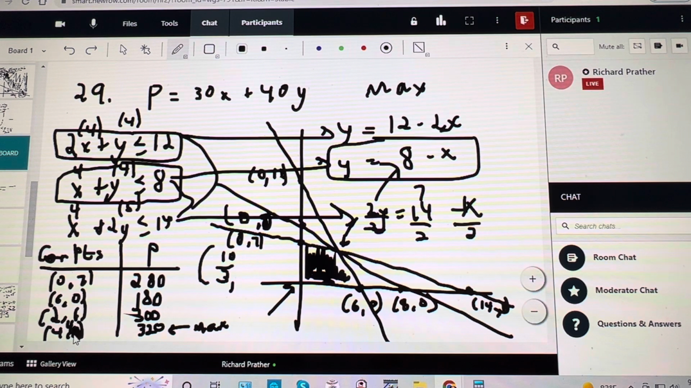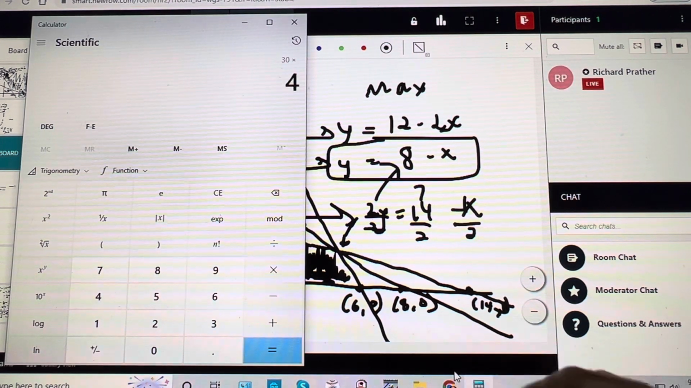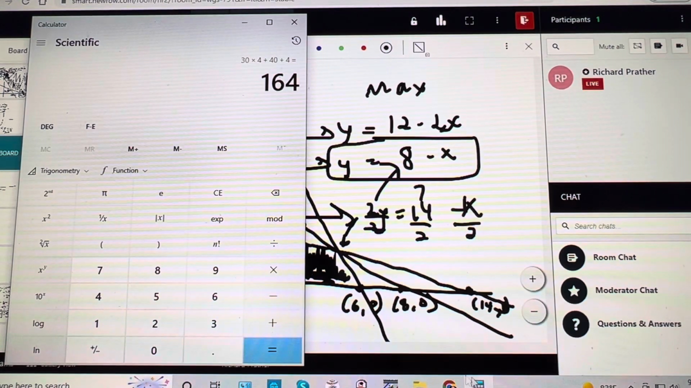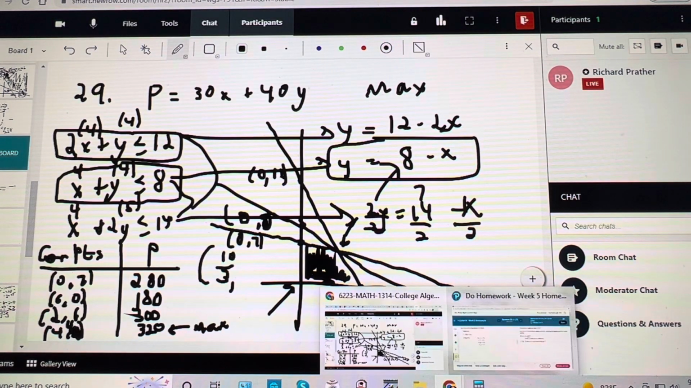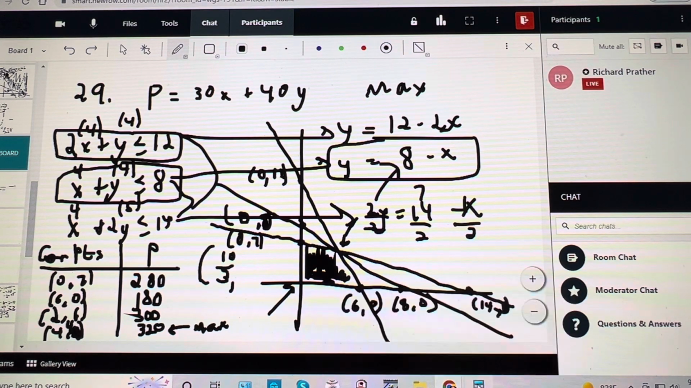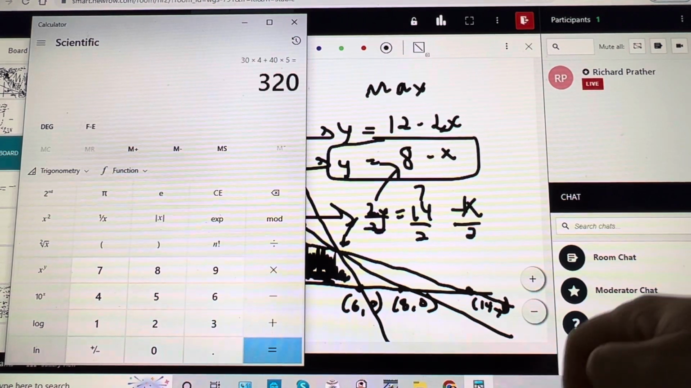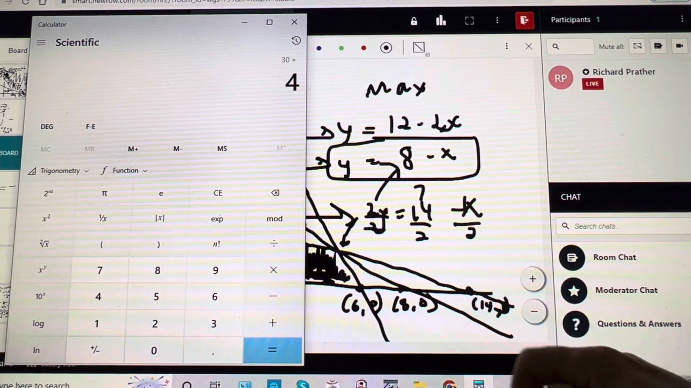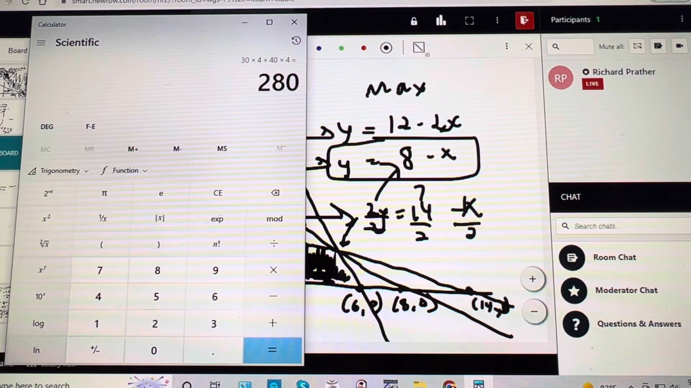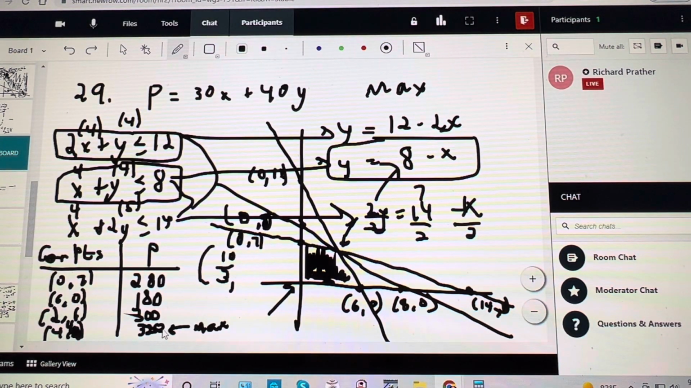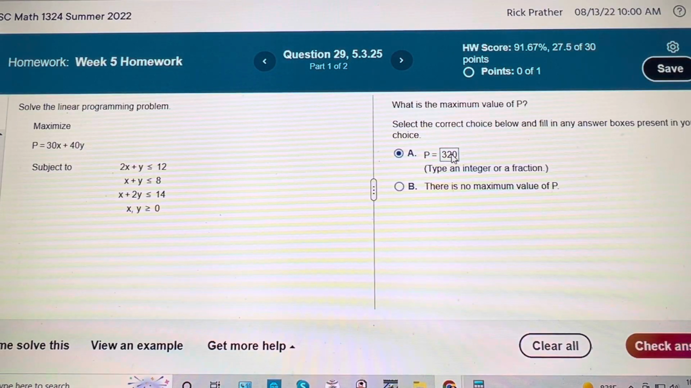So that's where I think I messed up. I thought that was 4, 5, but I think it's 4, 4. So 30 times 4 plus 40 times 4 is only 164. That's weird. How did it, when I typed that in before? 30 times 4 plus 40 times 5. Yeah, okay. 30 times 4 plus 40 times 4. Okay, that's better. 280. I didn't think it should drop that much. 280. So that is not the maximum. So apparently the 300 is the maximum. 300.